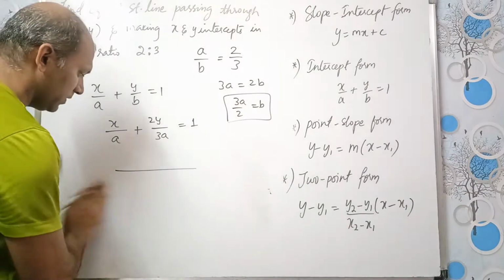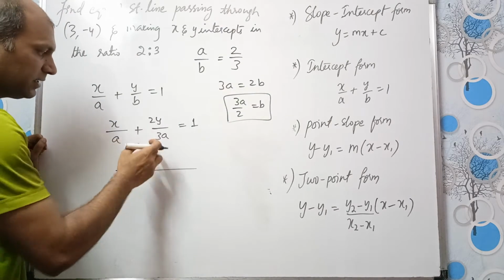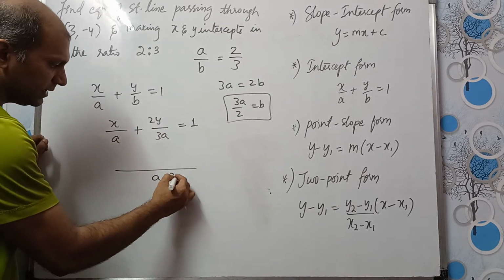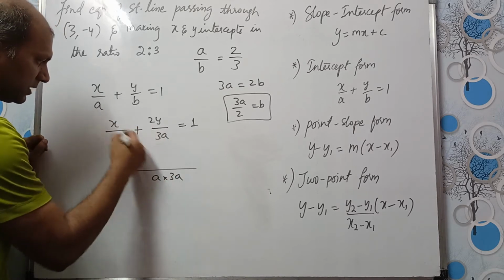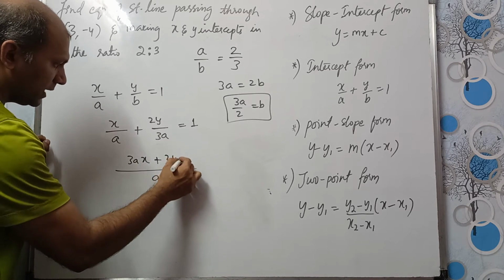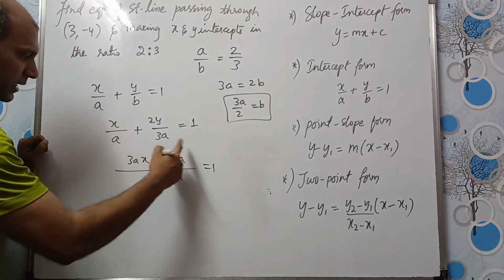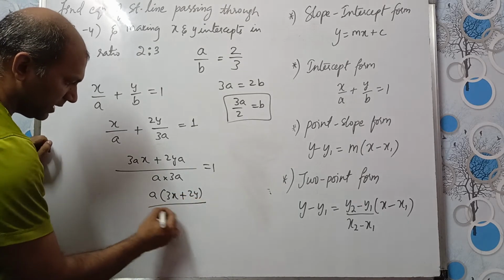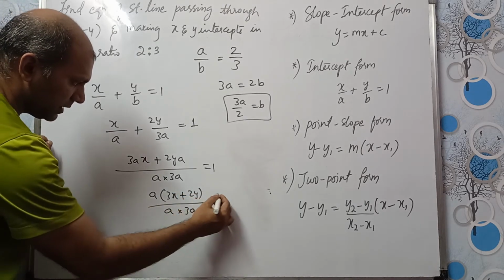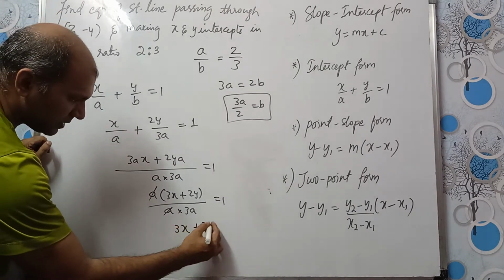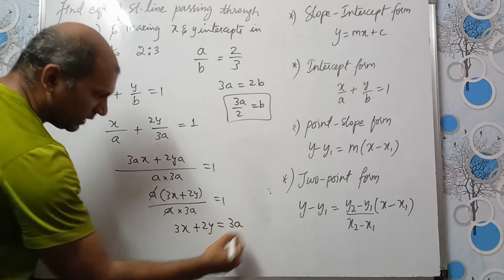Okay. See what we can do? LCM of A and 3A is 3A. Or if denominators are different, we can multiply the denominators and cross multiply these numbers. 3Ax plus 2yA is equal to 1. We can take A common, it will be 3x plus 2y divided by A into 3A is equal to 1. A will get cancelled. What do we have? We have 3x plus 2y is equal to 3A.